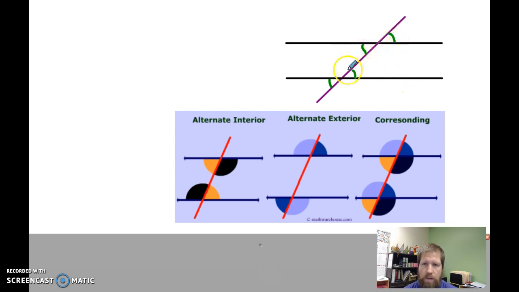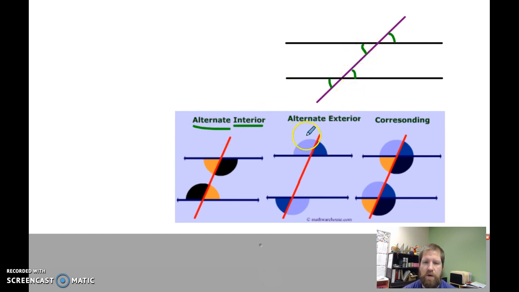So, what we call this, and kind of the way we talk about this is, these two angles, right here and right here, are called alternate interior angles. Okay, they're called interior because they're inside, or they're between the two parallel lines, and they're alternate because they're on either side of the transversal. Okay, this one's on the inside of a parallel line and above the transversal. This one's on the inside of the parallel line and below the transversal. Okay, alternate interior angles are congruent.